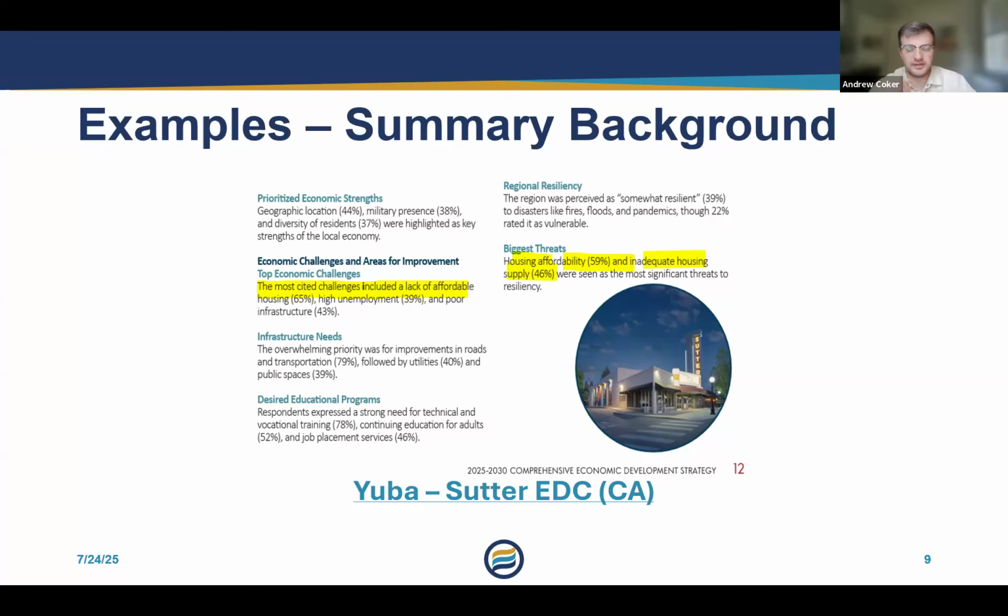So the first example, and I apologize if you see your own organization listed here and you feel a little bit embarrassed, is Yuba Sutter EDC in Northern California. Through their summary background and CEDS stakeholder process, everyone identifies affordable housing challenges and inadequate housing supply as some of the biggest challenges and threats through the SWOT or whatever framework you use.